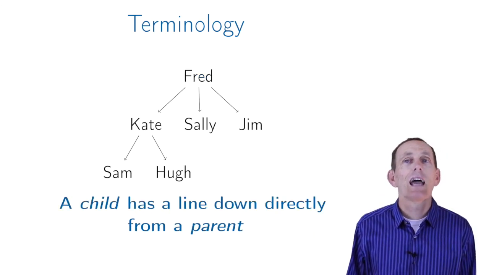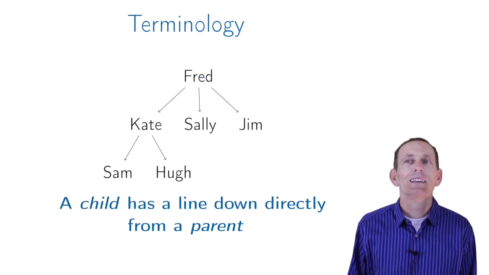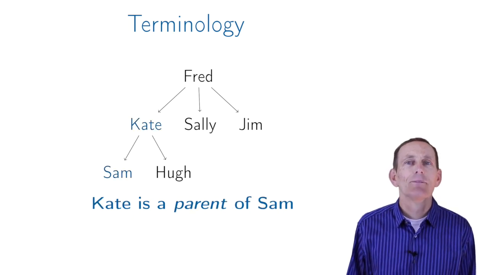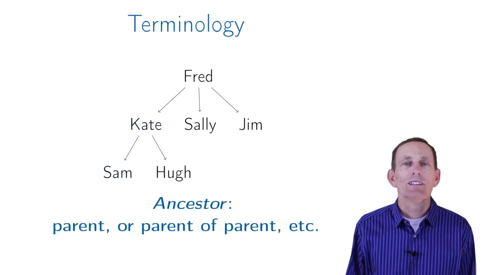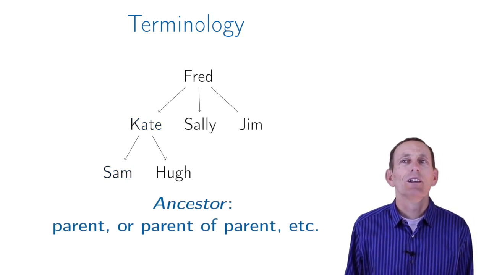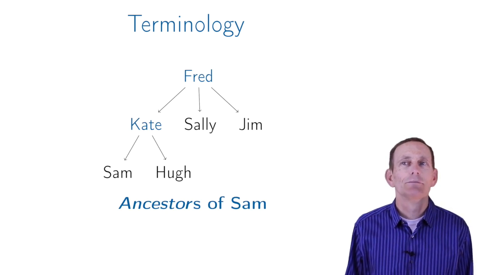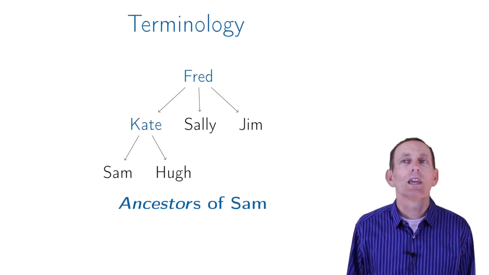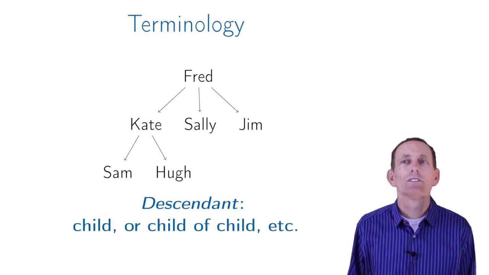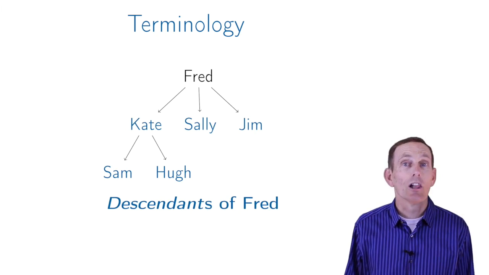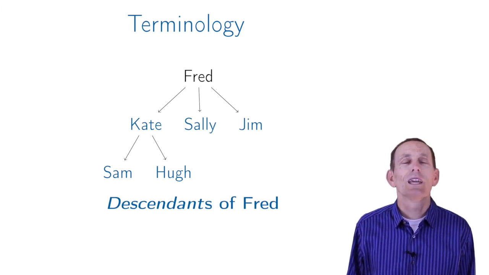A child has a line down directly from a parent, so Kate is a parent of Sam, and Sam is a child of Kate. An ancestor is a parent or a parent's parent, and so on. So Sam's ancestors are Kate and Fred. Hugh's ancestors are also Kate and Fred. Sally's ancestors are just Fred. The descendant is the inverse of the ancestor, so it's the child or child of child and so on. So the descendants of Fred are all of the other nodes, since it's the root: Sam, Hugh, Kate, Sally, and Jim. The descendants of Kate would just be Sam and Hugh.